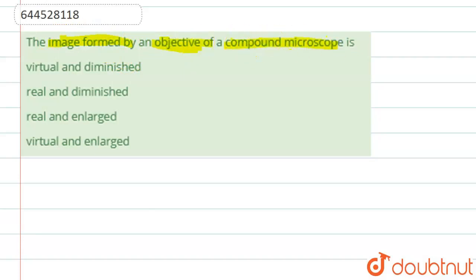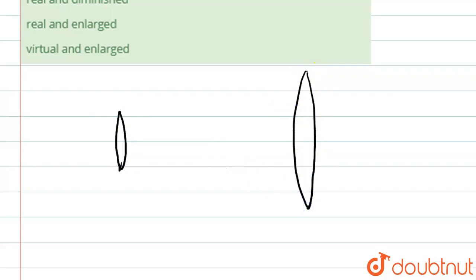Okay, so basically what is objective? Objective is the front lens, okay, in near which the object is. So basically there are two lenses. There is the objective which is small and there is an eyepiece which is larger, okay. So let's suppose this is the eyepiece over here, and the smaller one is the objective. And one more thing we need to draw is the principal axis. Let's suppose this is the principal axis.